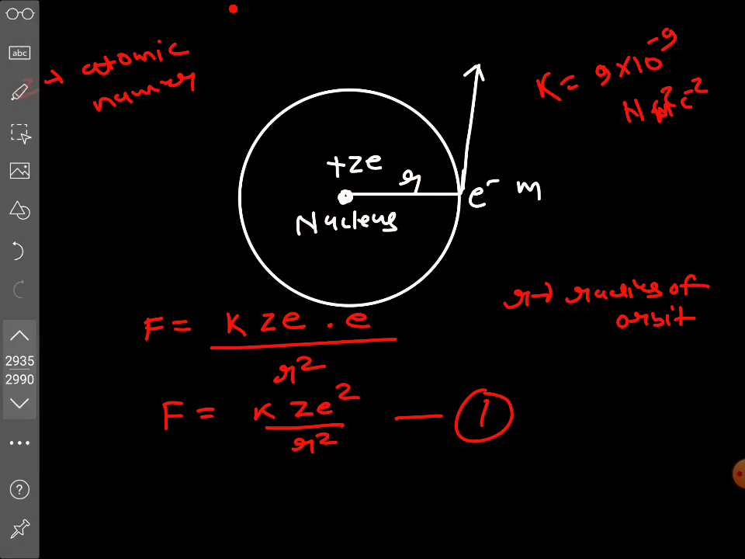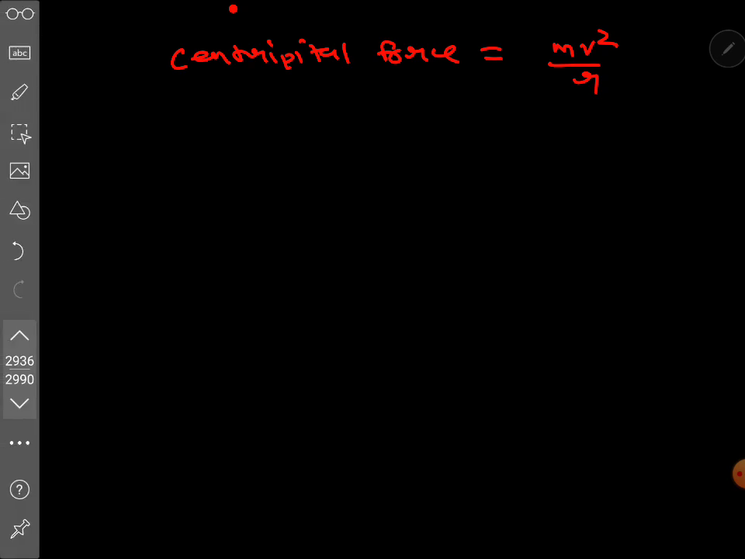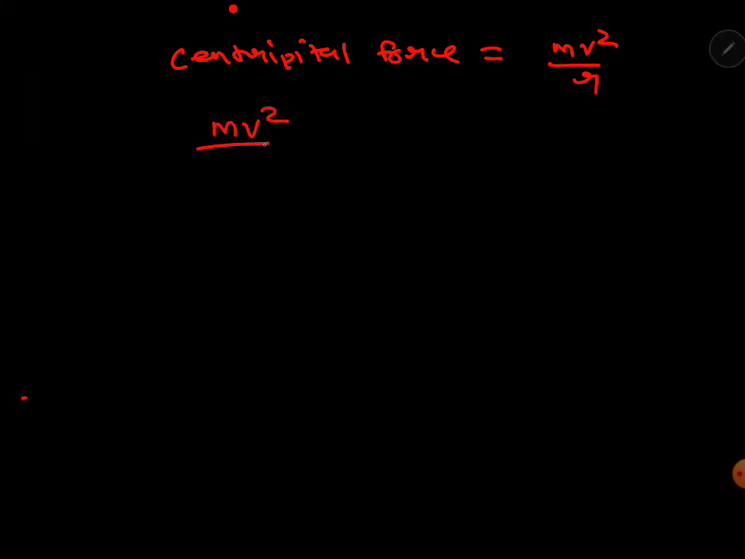Also, since the electron is moving in a circular orbit, it must have some centripetal force which revolves the electron into a circular orbit. We know that the formula for the centripetal force is mv² upon r. So the question is, from where does the electron get this centripetal force? The centripetal force comes from the electrostatic force. So mv² upon r is equal to k Ze² upon r².